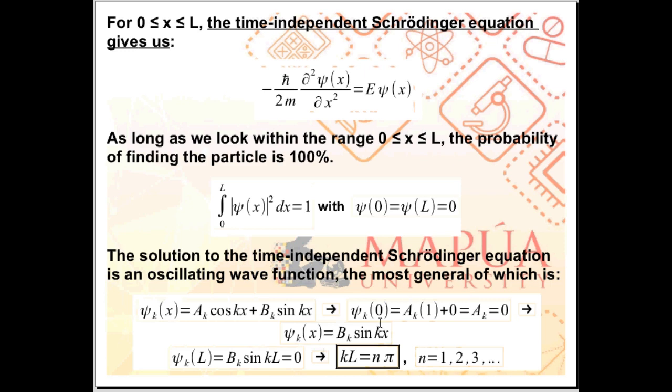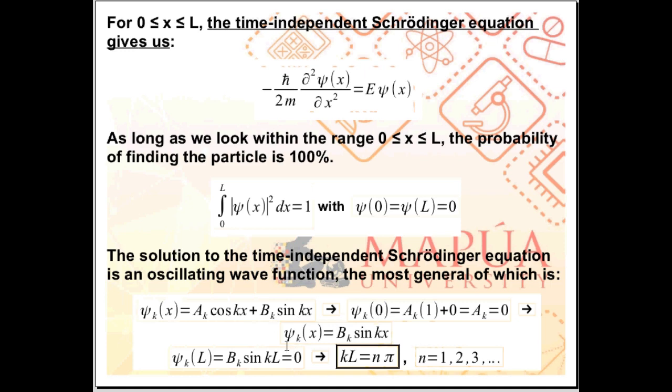So we have our equation for small psi. Small psi of x is just equal to b sine of kx. Replace k by n pi over L. So you have b sine of n pi x over L. So the only thing unknown for our small psi is b.